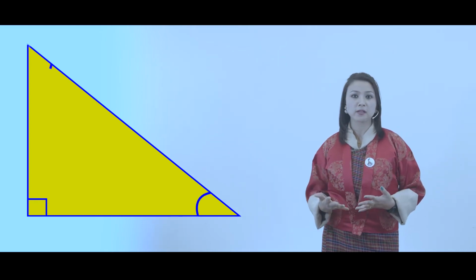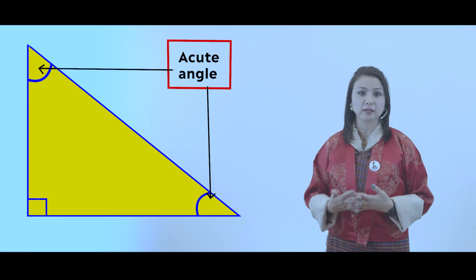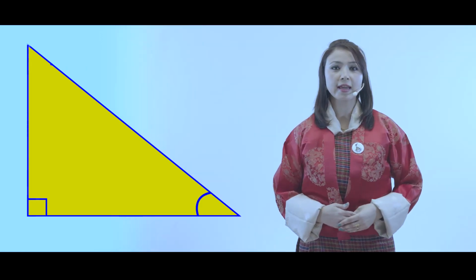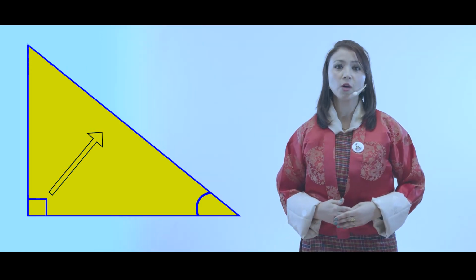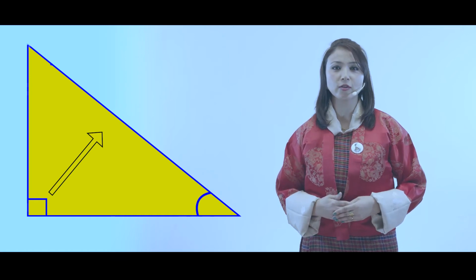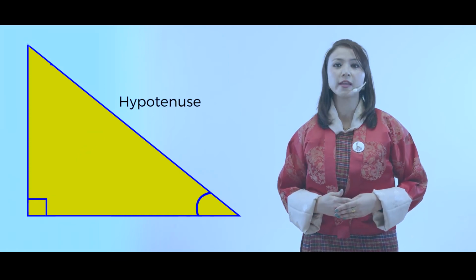And the other 2 angles in a right triangle are acute angles. The side length that is opposite to the right angle will always be the longest side of the triangle, that is called the hypotenuse.